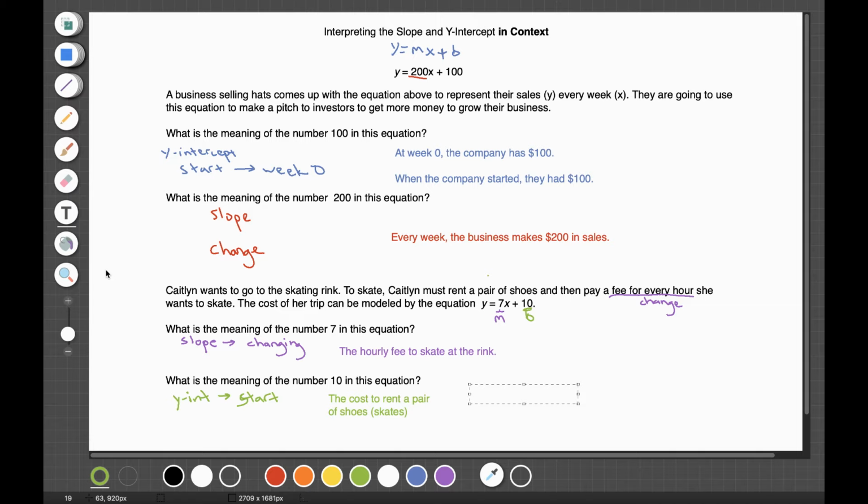Go ahead and try a problem like this, and then we'll move on to applying this to a graph.